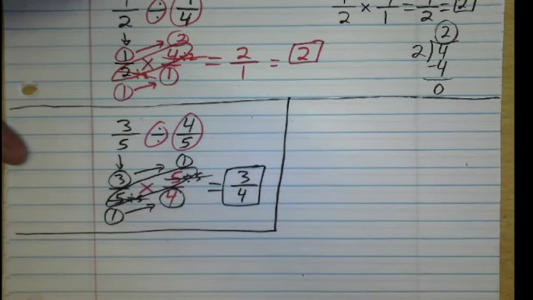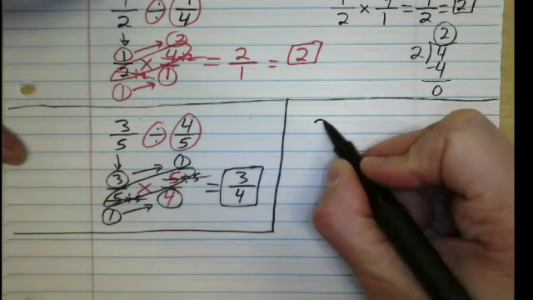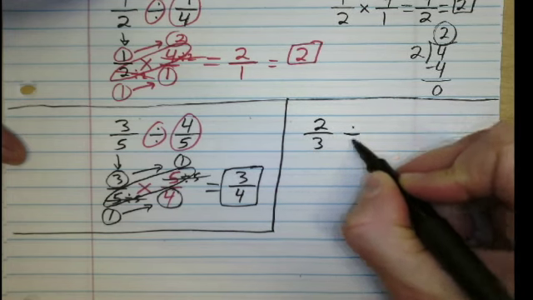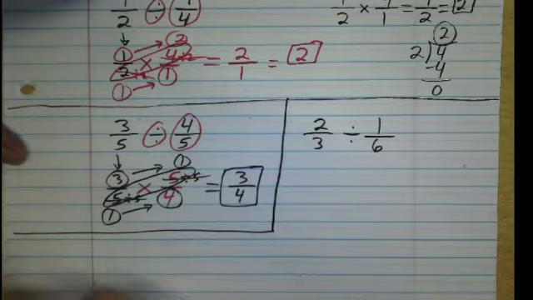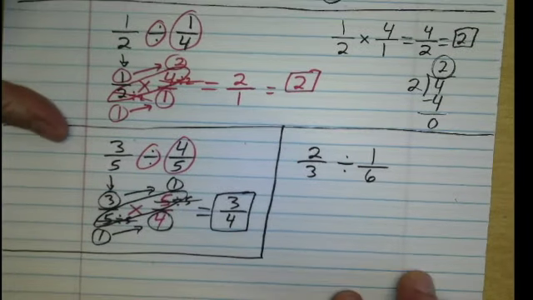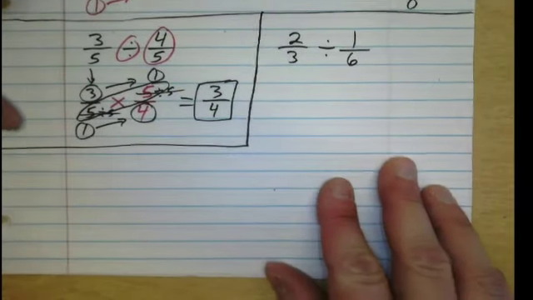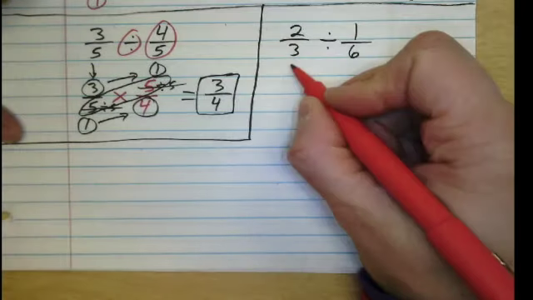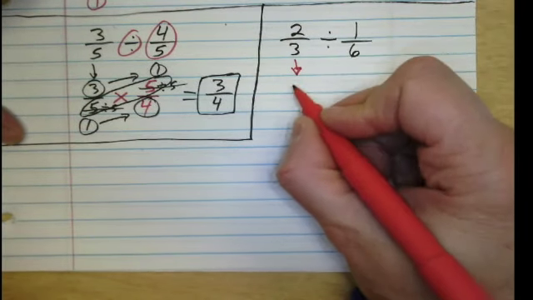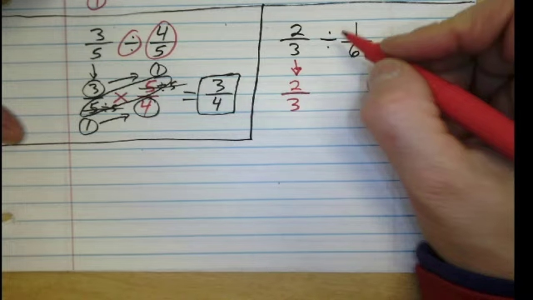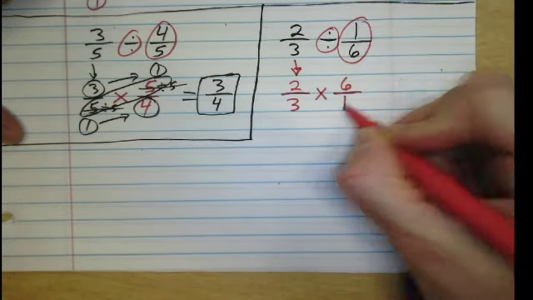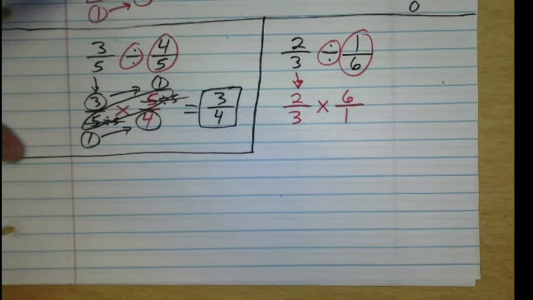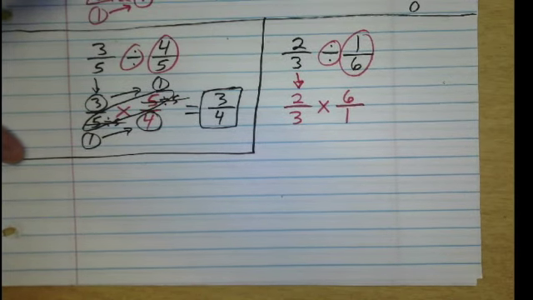I'd like to do one more example over here on the right. I'll give you a chance to try this one. 2/3 divided by 1/6. Go ahead and try this one on your own, and then you can look back at the video to see how to solve this one. Making sure you have it set up right. Instead of dividing by 1/6, make sure you're multiplying by 6/1.